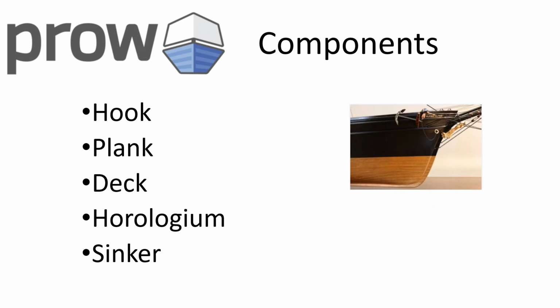So now let's have a quick look at the Prow architecture in terms of its salient components. Prow is a complicated and complex project, but there are a few salient components which we can look at to better understand it. These are again shipping terms: hook, plank, deck, horologium, and sinker. So let's see one by one what exactly they are.